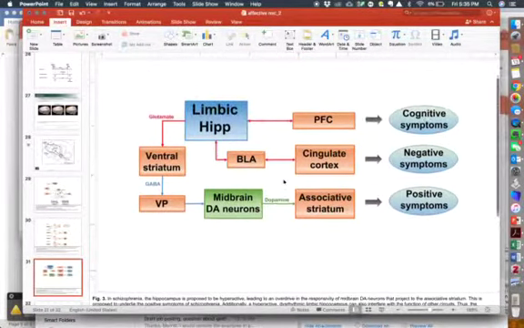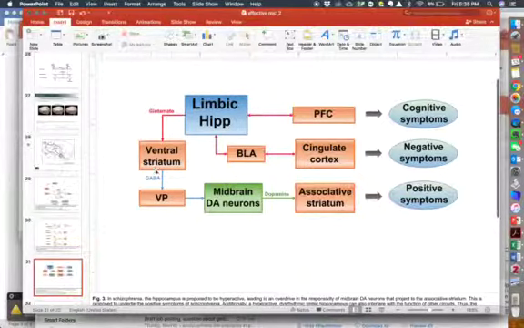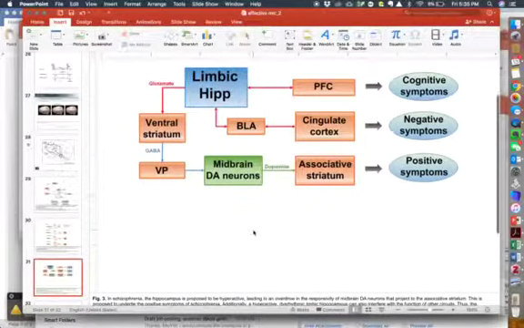The next slide goes in and talks about how these different regions actually relate to cognitive and negative symptoms. I'm not going to ask as much about that, but it's really interesting. The ventral striatum is basically just talking about the nucleus accumbens, and then here's the ventral pallidum. This is the VTA here, and the pathway that we were talking about for positive symptoms. And then these are linking some other regions for the cognitive and the negative symptoms here.